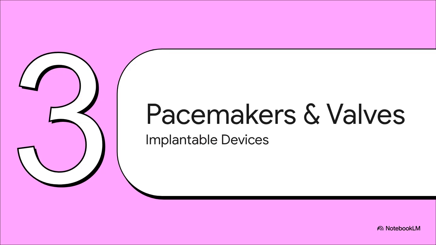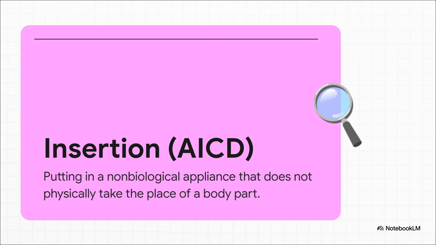All right, Section 3: pacemakers, AICDs, and valves. Let's look at insertion, replacement, and supplement. This brings us to a few new root operations specifically for implantable devices. Let's take the AICD, or Automated Implantable Cardioverter Defibrillator. Devices like the AICD and biventricular pacemakers are coded using the root operation insertion, which is character H, and the reason for this is that they're non-biological appliances put in to monitor, assist, or perform physiological functions. But, and this is the key distinction, they do not physically take the place of a body part.